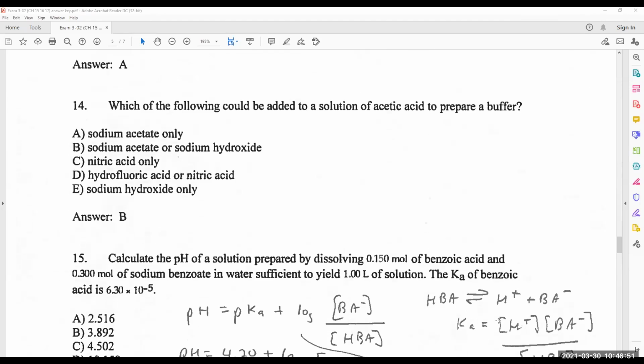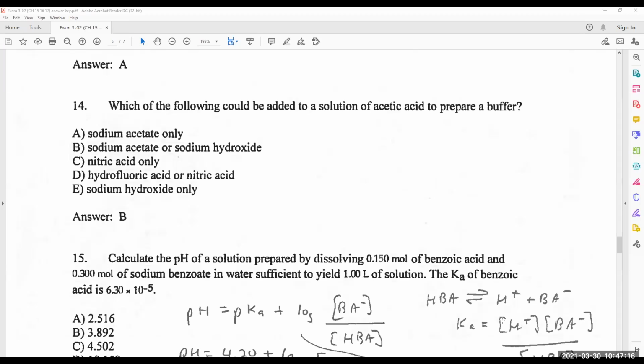Number 14, which of the following could be added to a solution of acetic acid to prepare a buffer? Well, we talked about when we're preparing buffers of these weak acids, there are 2 ways we could do it. One is we can add the conjugate base. So in this case, we could add something like sodium acetate to it. Or we could add a strong base.